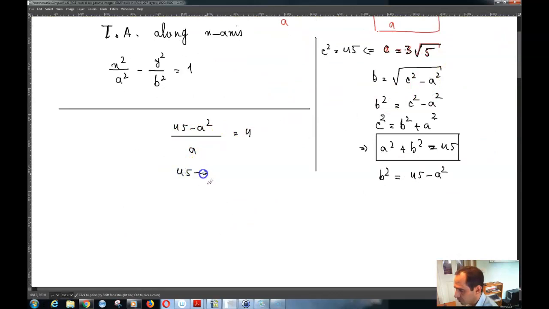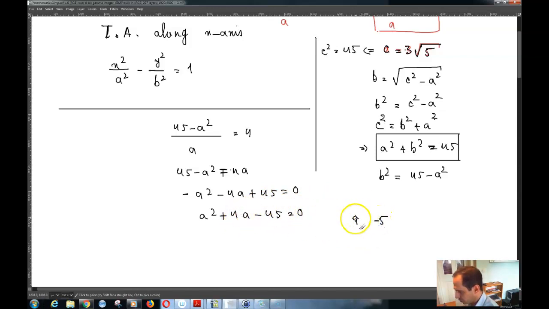So that means that 45 minus a squared is equal to 4a, or negative a squared minus 4a plus 45 is equal to 0, or a squared plus 4a minus 45 is equal to 0. And 45 is 9 times 5. If you write 45 as 9 times 5, and 9 minus 5 is equal to 4, 9 times negative 5 is equal to negative 45. So I can write this equation as a squared plus 9a minus 5a minus 45 is equal to 0.